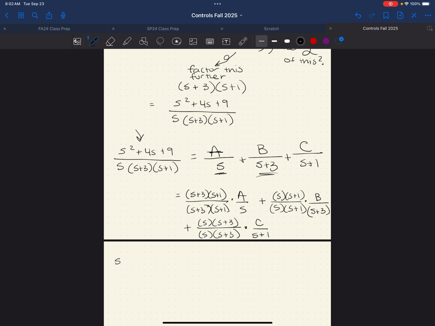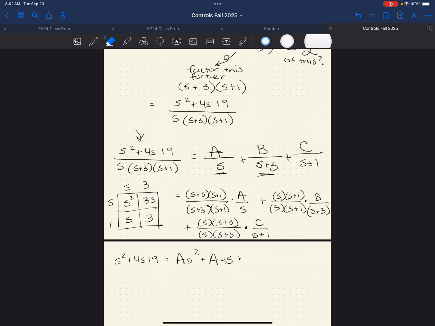So what that means is I should have s squared plus 4s plus 9 is equal to whatever this (s plus 3)(s plus 1) times A is. So I FOIL: s times s, s times 1, 3 times s, 3 times 1. This multiplies to s squared plus 3s plus 1s plus 3. Okay, so we should have A s squared plus A times 4s plus 3A, or A3, either one. All right, that's the numerator caused by the first term.